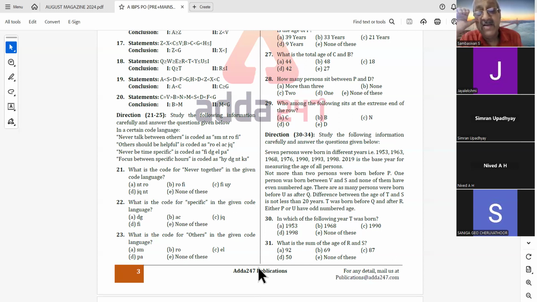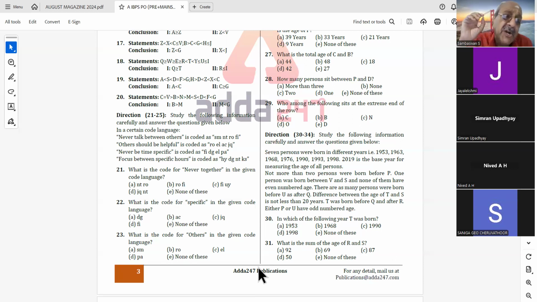Here, I think we have done a similar problem. We have to compare the words with the codes. There will be two sentences wherein there will be one common word, so you can get one common code as the equivalent for that one. For example, for beginners, for the word never, I think the code will be FI. You take two sentences having never: never talk between others, never be time specific. When you take that common word, the common code is FI. You should try to identify like that.